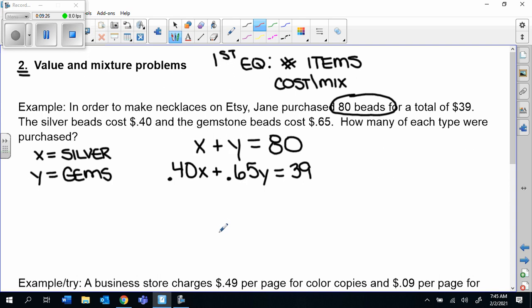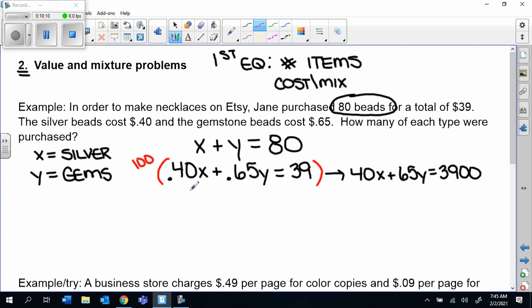That's really the hardest part. The solving, we've already practiced in 8.2. So now it's just a matter of solving. Usually, if it's money related, I will go through and multiply my money equation by 100, and that's going to clear out that decimal. So this is going to go to 40x plus 65y equals, don't forget to multiply that 100 times the 39, 3900. All right, so these are my two equations, the one here and the one here.